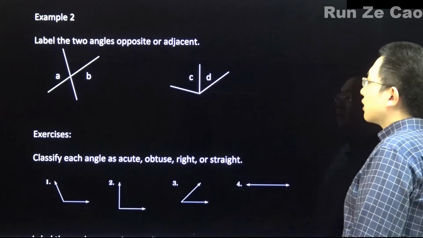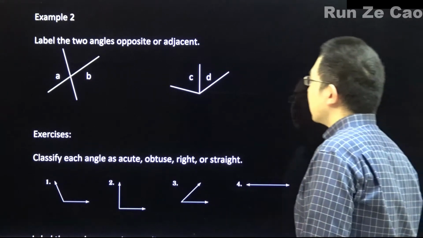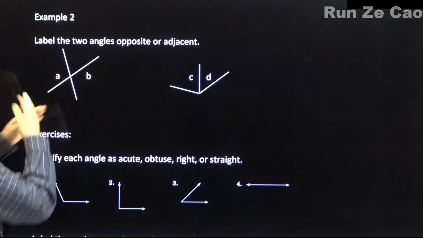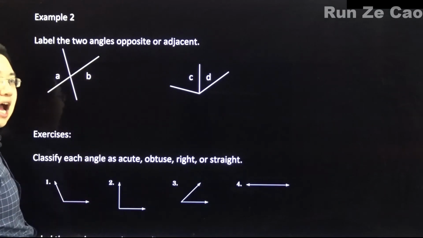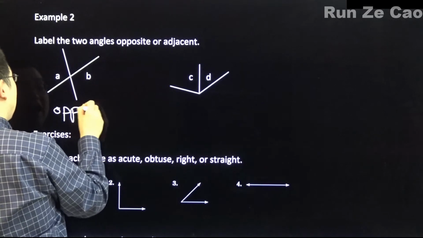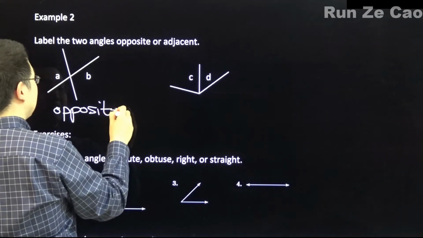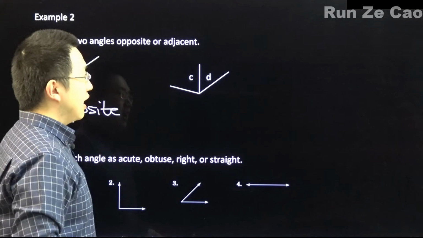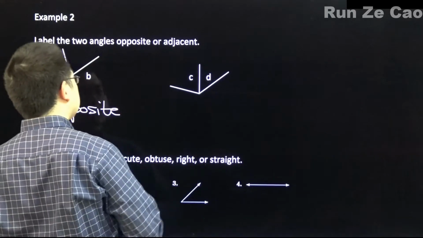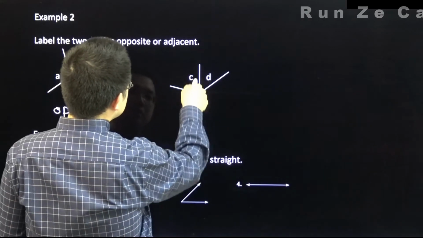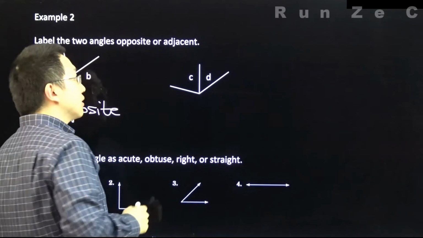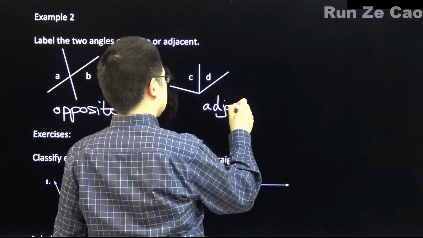So, let's label some angles opposite or adjacent. Well, A and B here are across from each other, so they are opposite. This is why opposite is so favored over the American vertical thing. Adjacent: angle C here and angle D share the same vertex and they share one side, so they are adjacent.